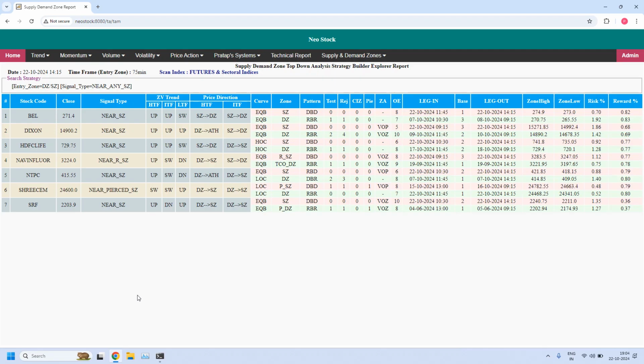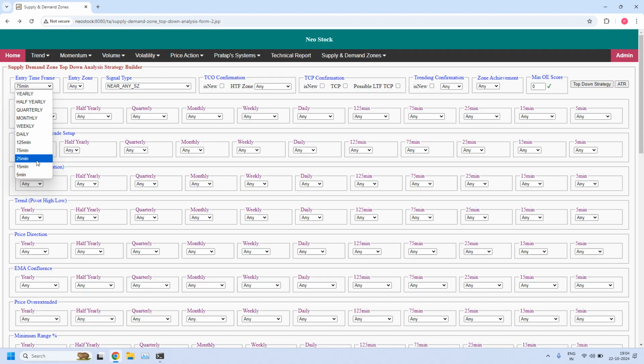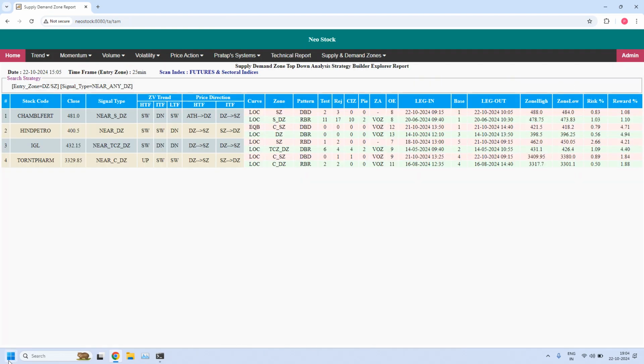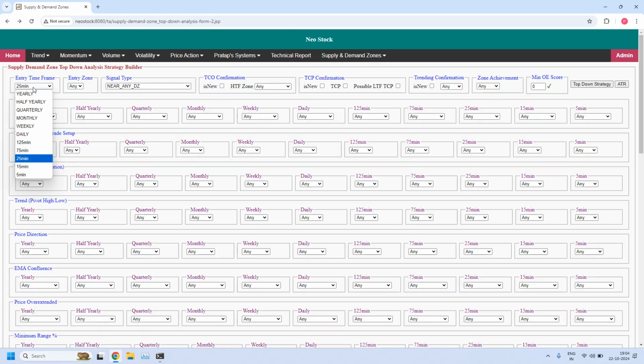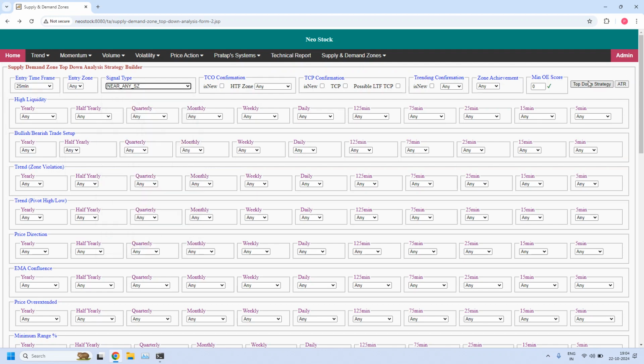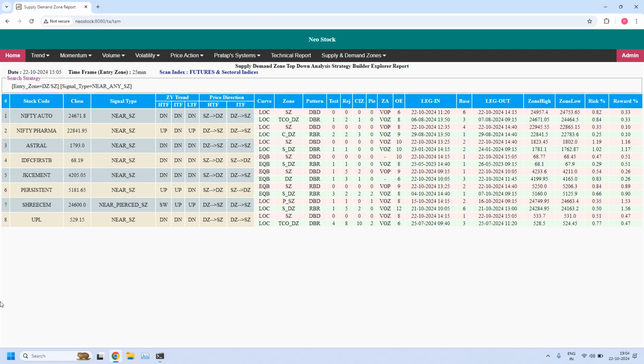Okay, this is about high liquidity zones. So next time frame is 25 minutes. So let us find the stocks near 25 minutes demand zone. 4 stocks are filtered. Next, for 25 minutes time frame, let us find the stocks near 25 minutes supply zone. 8 stocks are filtered.